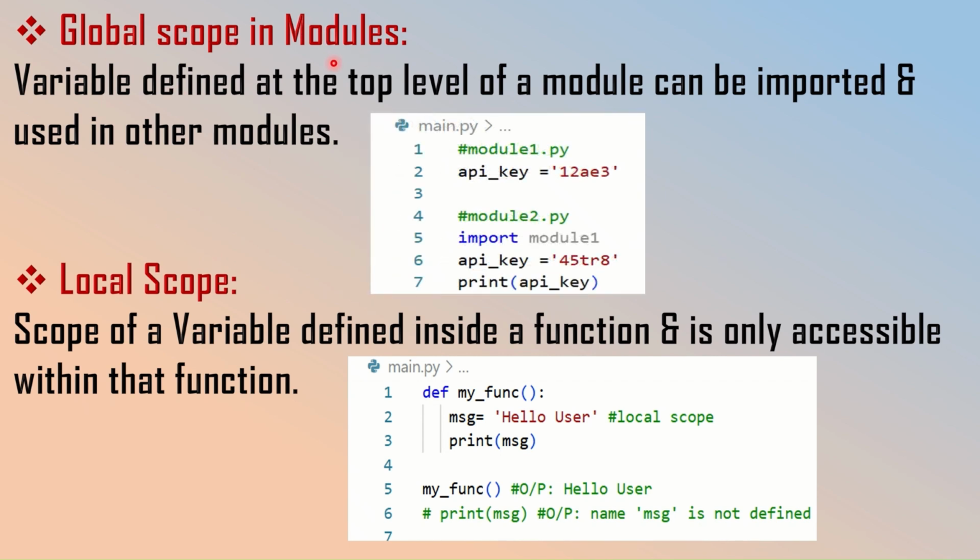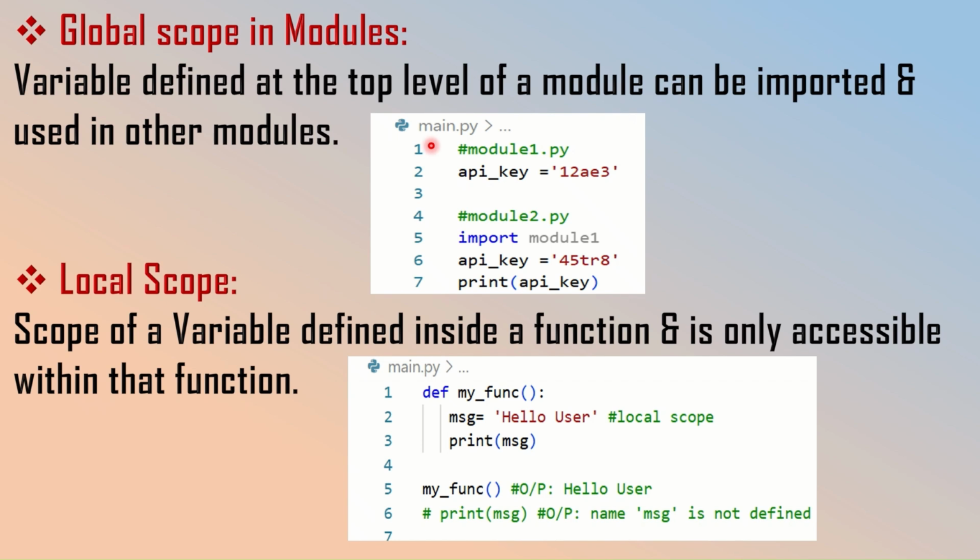Global scope in modules allows you to declare or define variables at the top level of a script or a module, which can be imported as well as used in other modules. Suppose you have two modules or files, where you have declared a variable globally in one file and you want to access the global variable in another module or file. In those cases, first of all, you need to import module 1 in module 2, and then you will be able to access as well as modify it in module 2.